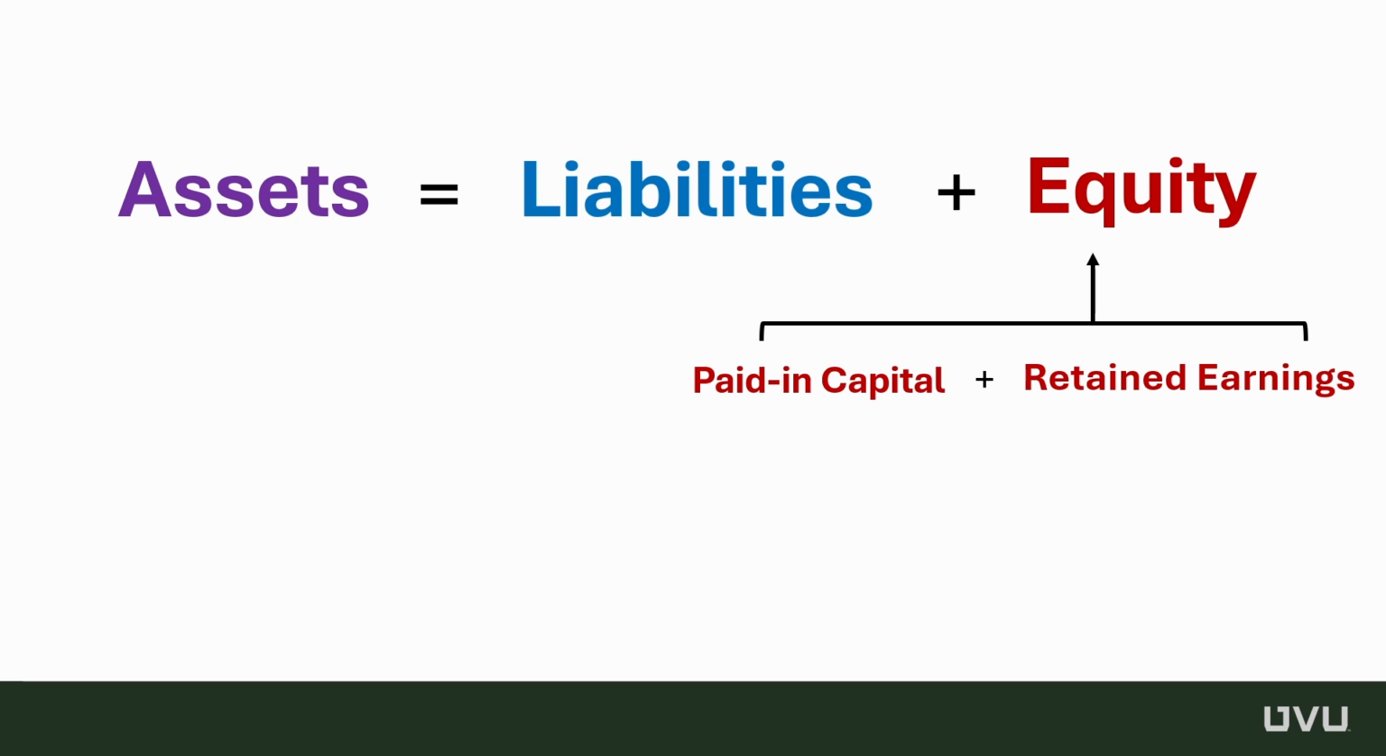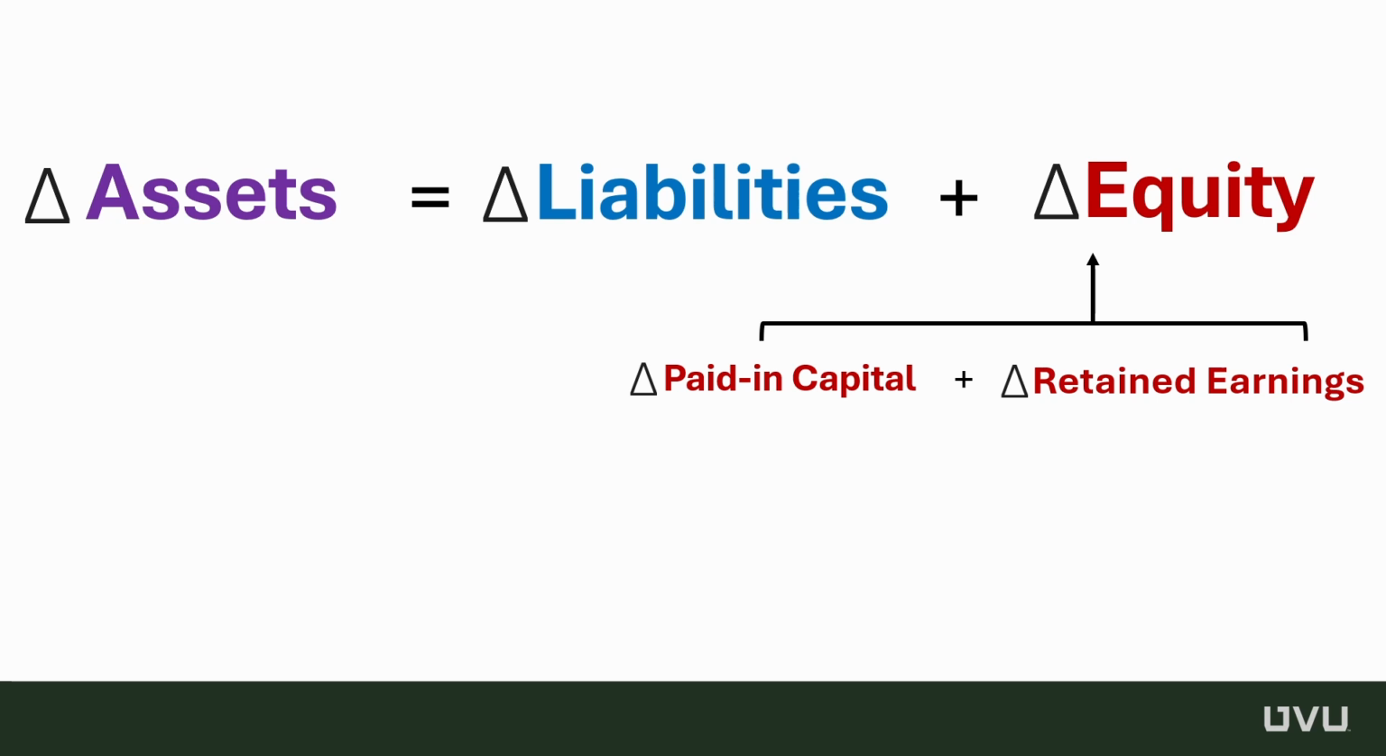We can also express this equation not only in terms of levels, but also changes. We are tracking what's happening during the period, so instead of treating the equation like a snapshot, we're going to add these deltas, the Greek letter for change, to every term. The change in assets equals the change in liabilities plus the change in equity, so forth.